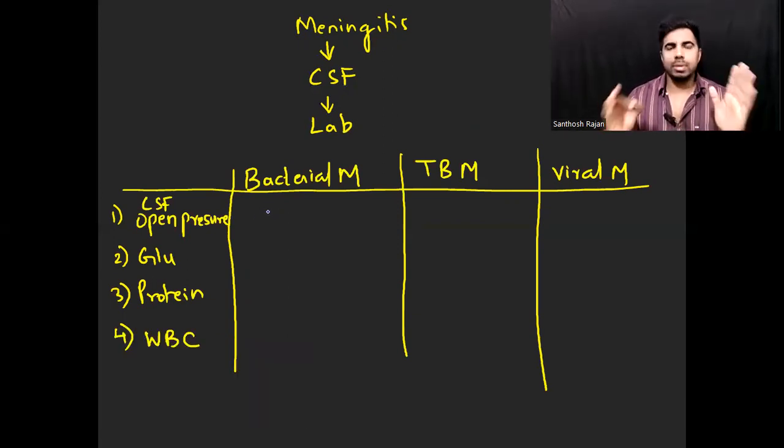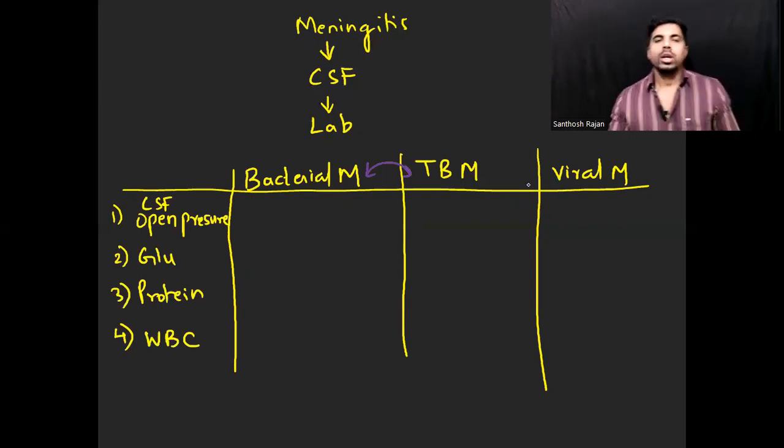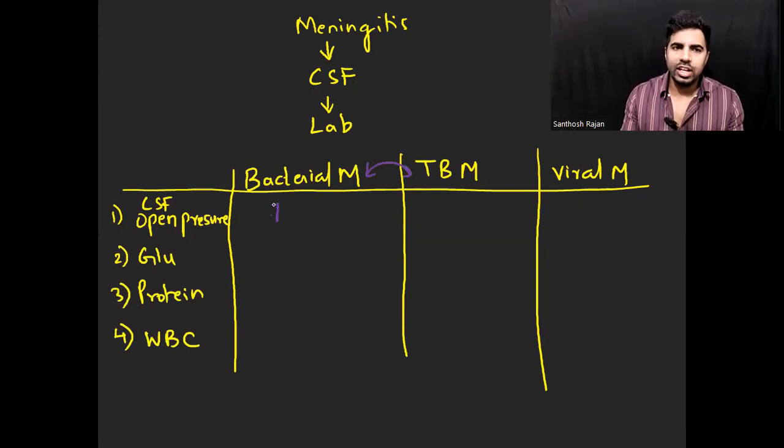Now, bacterial meningitis. Remember, bacteria and TB are both bacteria only, right? They are bigger than the virus. Virus is small, the smallest organism. In bacterial and TB meningitis, the inflammation is very high. So when you open, the pressure will definitely be high, increased. In viral, it's mostly normal or maybe a mild increase, possible.